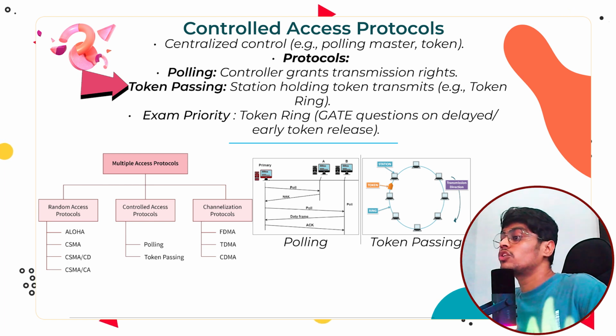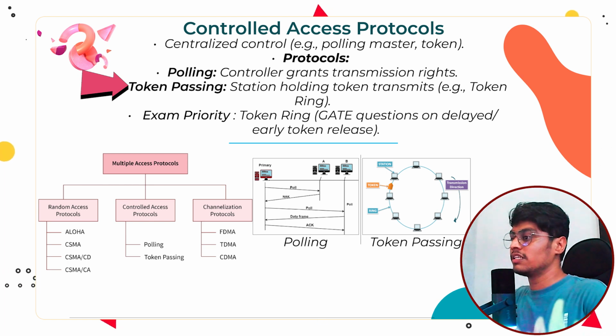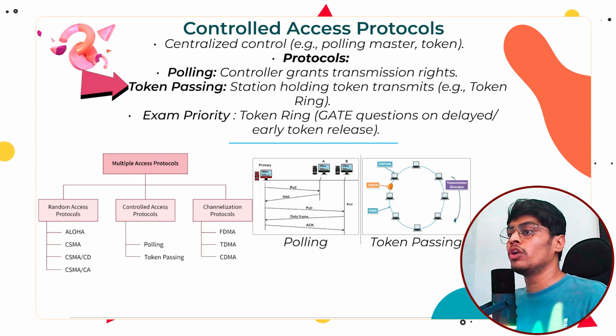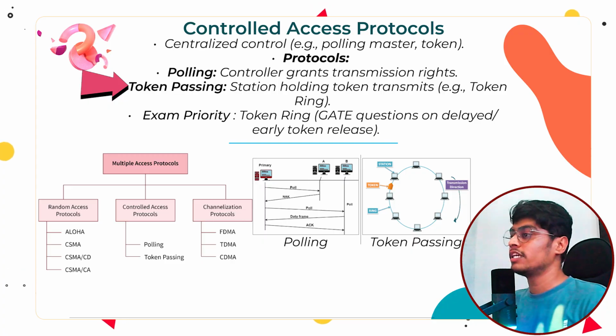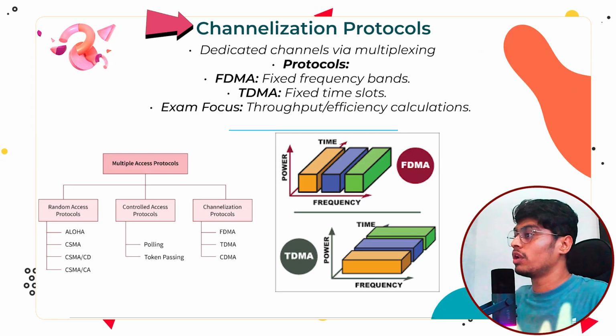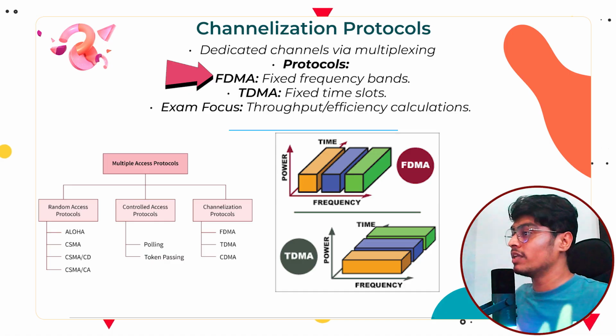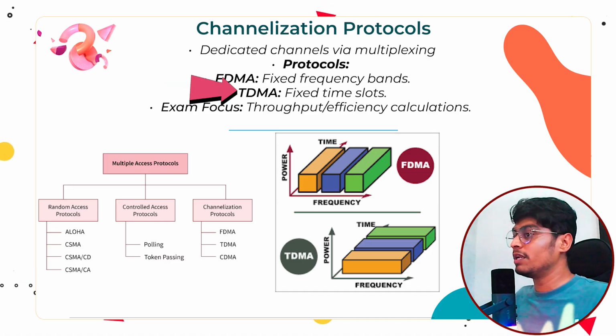Talking about token passing, we have token ring topology. I have discussed it in previous videos. Questions can come on throughput and efficiency calculation here as well. Now after controlled access, we discuss channelization protocols. In channelization, we use proper dedicated channels like FDMA, frequency division multiple access, and TDMA, time division multiple access.